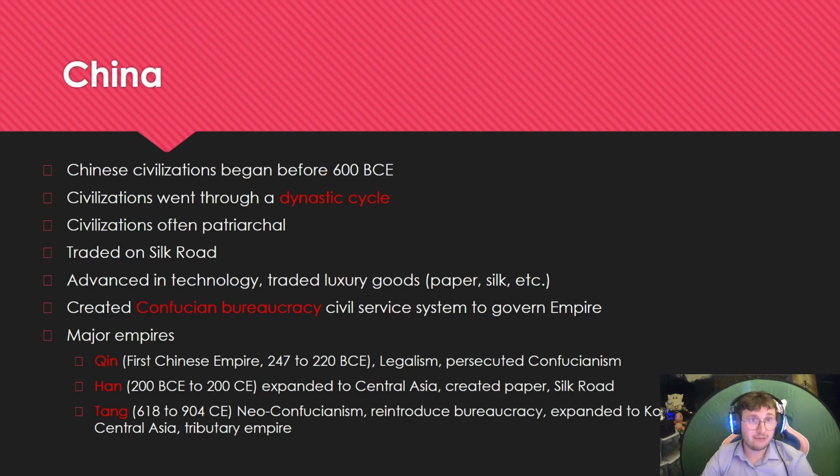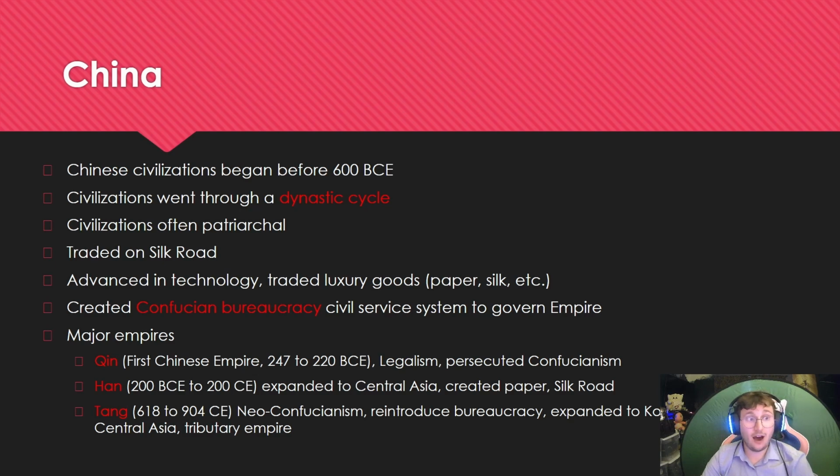Now, speaking of empires, our major empires for right now are going to be three. The Qin Dynasty, the Q makes the ch sound, is the first Chinese empire, from 247 to 220 BCE. And the main points of this empire are going to be legalism, and they're actually going to persecute Confucianism.